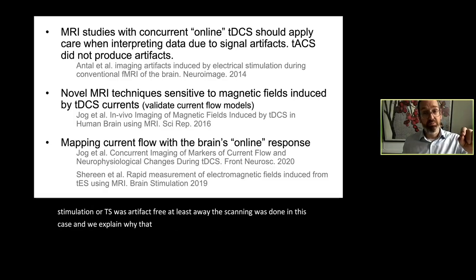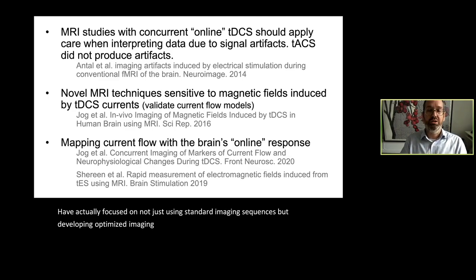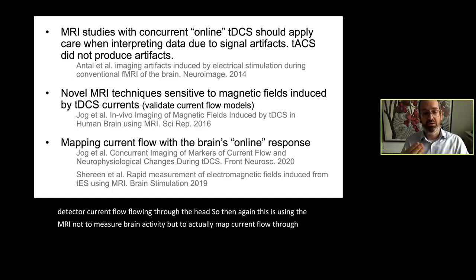Now, since that paper was published, we and others have actually focused on not just using standard imaging sequences, but developing optimized imaging sequences in order to detect, with higher sensitivity, the current flowing through the head. So then again, this is using the MRI not to measure brain activity, but to actually map current flow through the head, essentially validating these models.